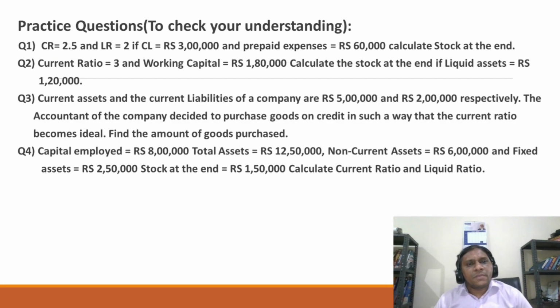Dear children, there are some practice questions for you. This is to check your understanding. Question number 1, absolutely similar, we have already discussed. Question 2, question 3, question 4. In question number 2, I have mentioned here working capital is equal to rupees 1,80,000. It means you have to apply CA minus CL is equal to rupees 1,80,000. You will get your answers one by one if you remember the formula.